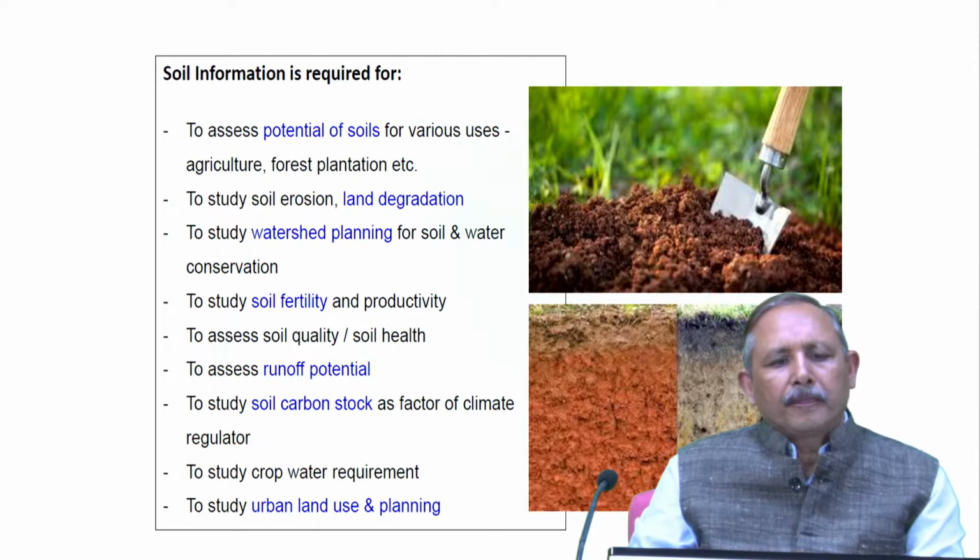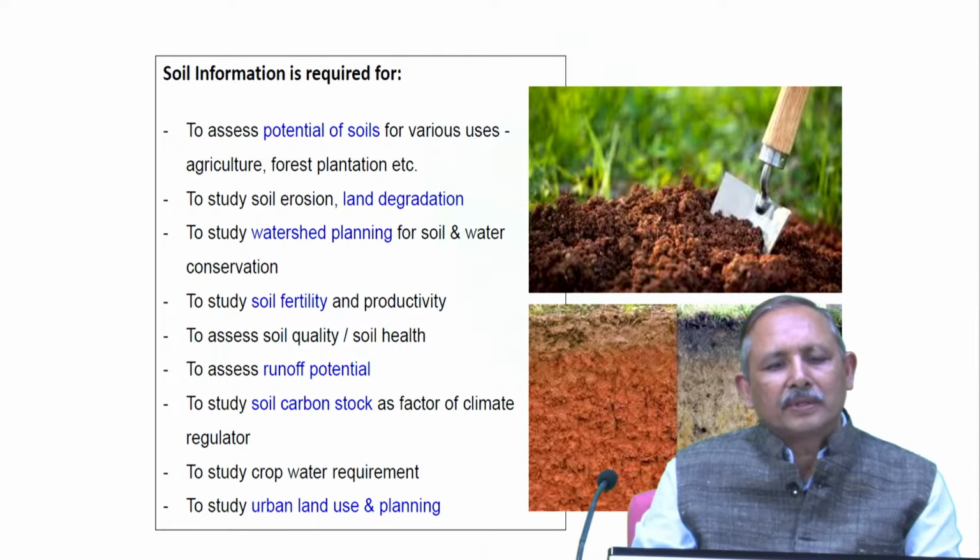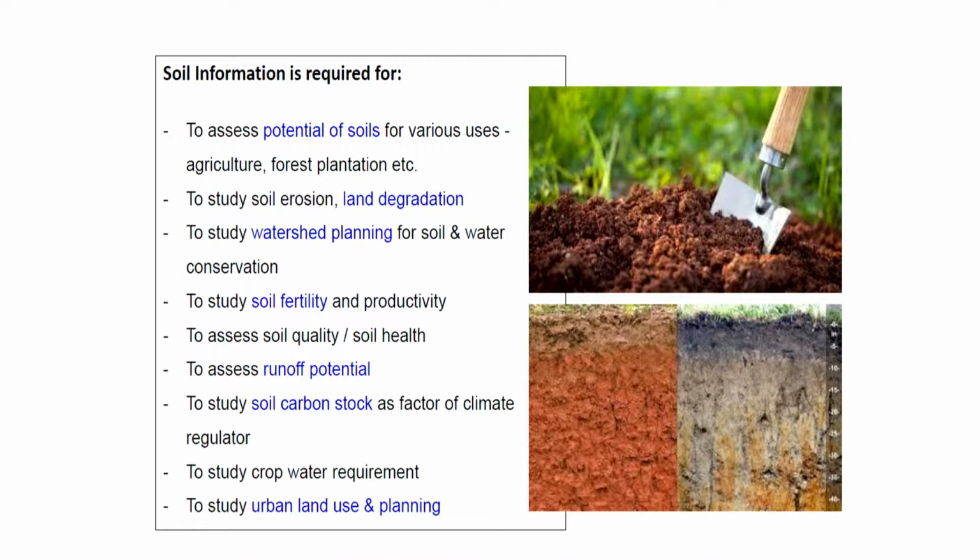As we know, soil information is very much required to assess the potential of soil for various uses, for example agriculture, forest, plantation, urban planning, and many more applications. Soil information is needed for assessing land degradation, mainly soil erosion. For watershed planning, we require this information for soil and water conservation, and to study soil fertility and soil productivity.